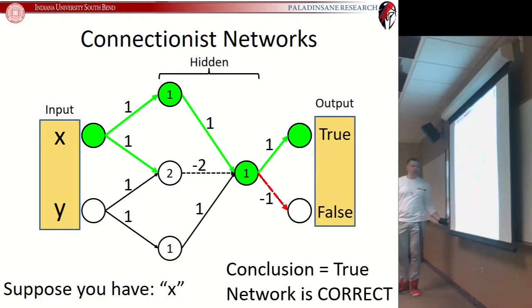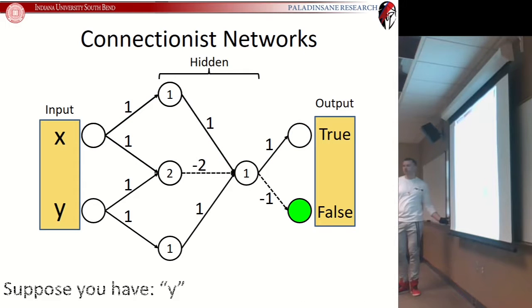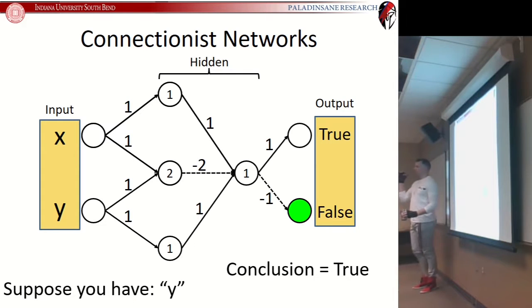All right, next example. Let's suppose that we have Y. So we don't have X, we have Y. We know that this conclusion should be true. So once again, let's see how the network handles it. This time we don't activate X, because we have no X. We activate Y.